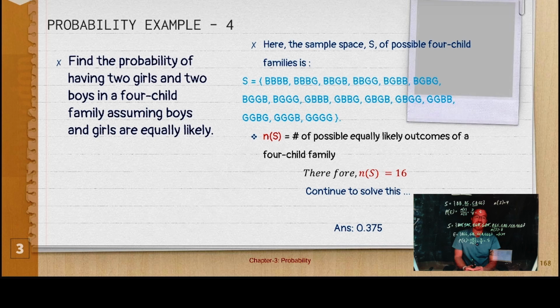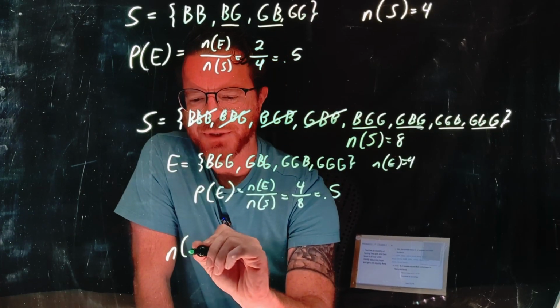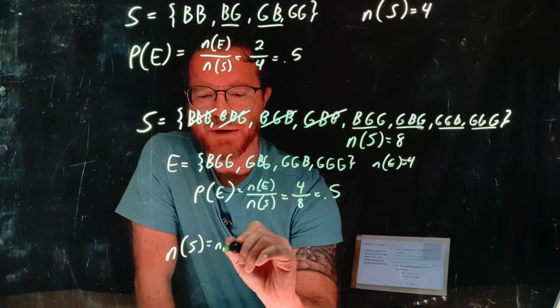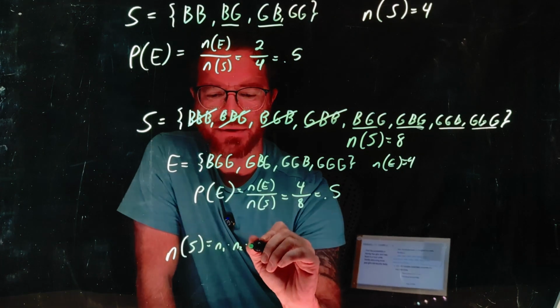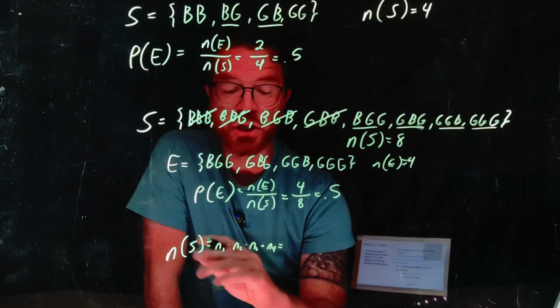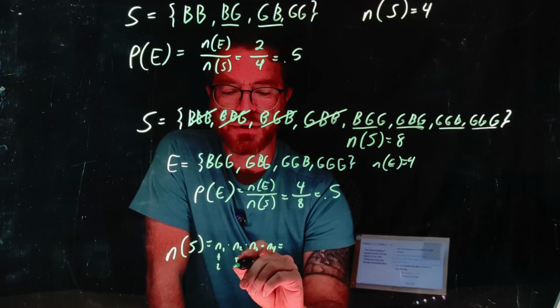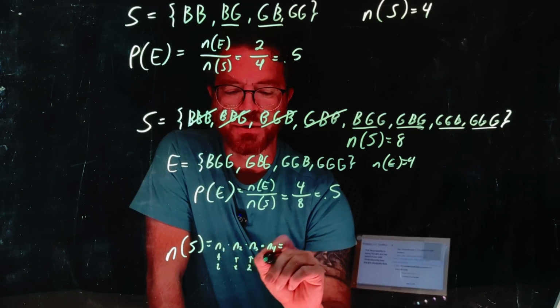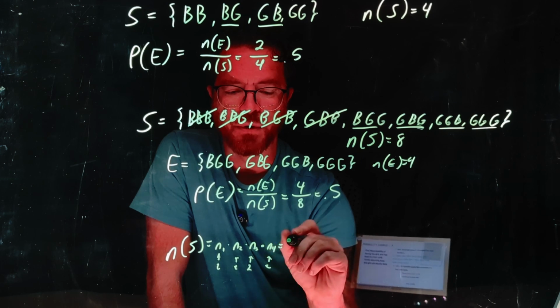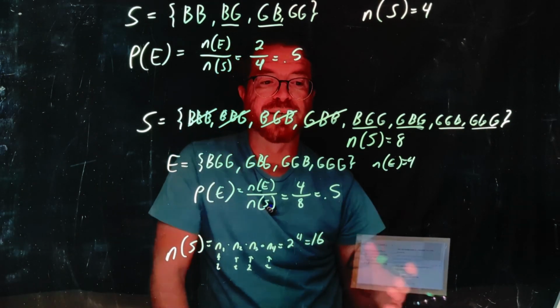This means that we have a number of our sample space of 16. Remember, if we wanted to figure out how many possibilities there were, the number of our sample space is just going to be the number of outcomes for choice 1 times the number of outcomes for choice 2 times the number of outcomes for choice 3 and so on for each choice. In this case, this one is 2, 2, 2, and 2, or 2 to the 4th power. So we could have figured out that this one was 16.